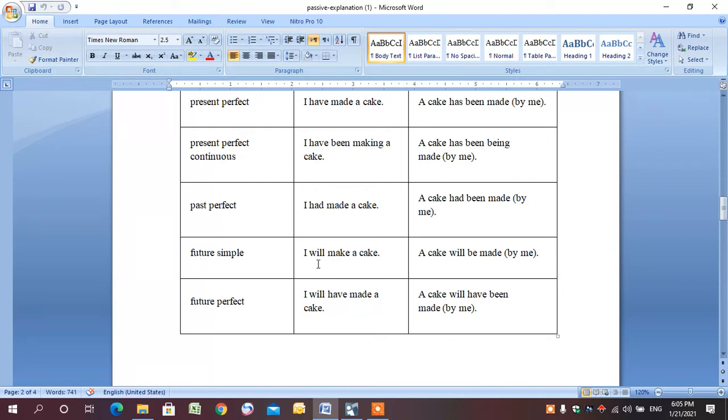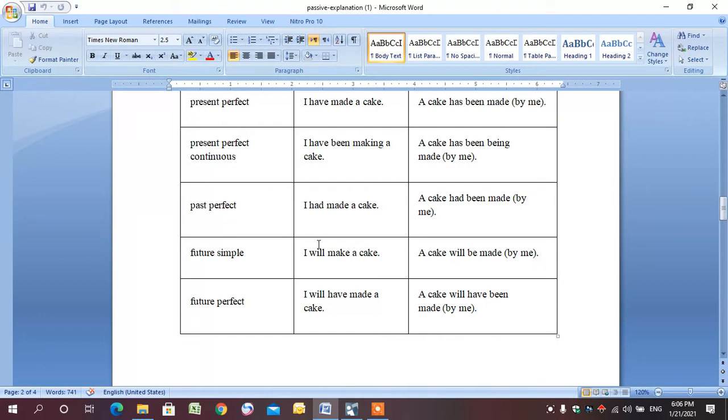Future simple: I will make a cake. So again, a cake will, and after will you have to put verb to be. After will you have to put it in the infinitive form, so it will be. So a cake will be, and you put the verb make in the past participle, it's made, so a cake will be made by me.